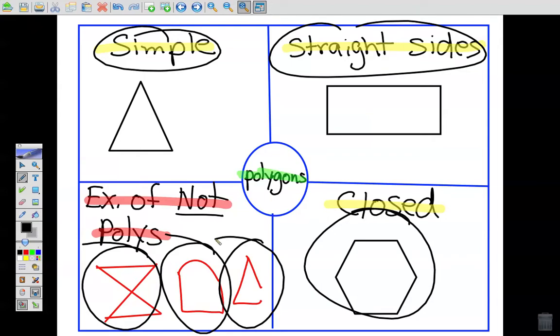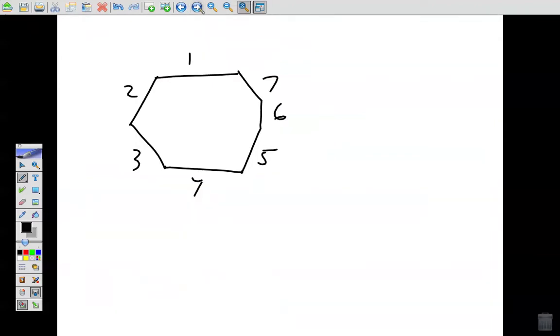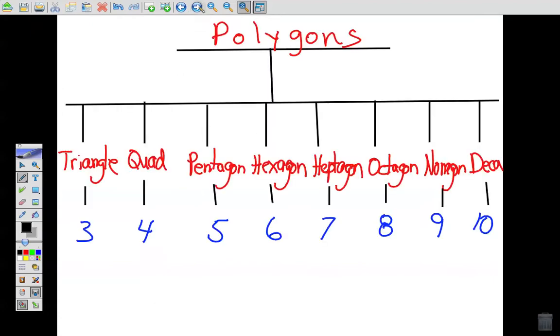So in other words, a polygon, if you're going to make it, it's got to be a simple figure, it's got to have straight sides, and it's got to be closed, and it's called a polygon. You will have that definition a lot. So notice my great piece of art there is a polygon, because it satisfies all those requirements.